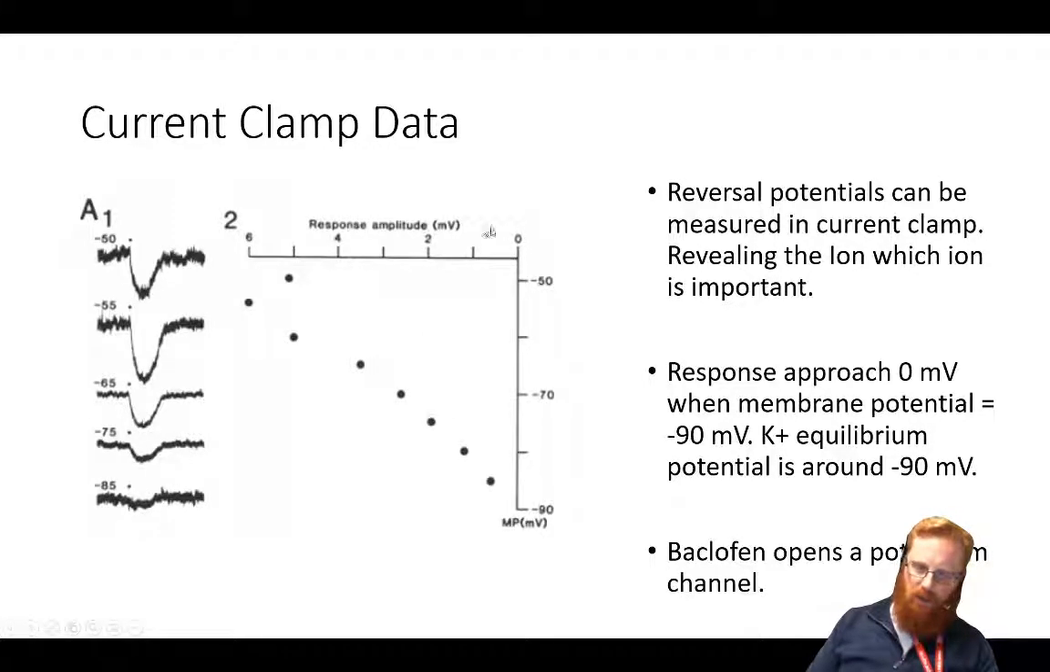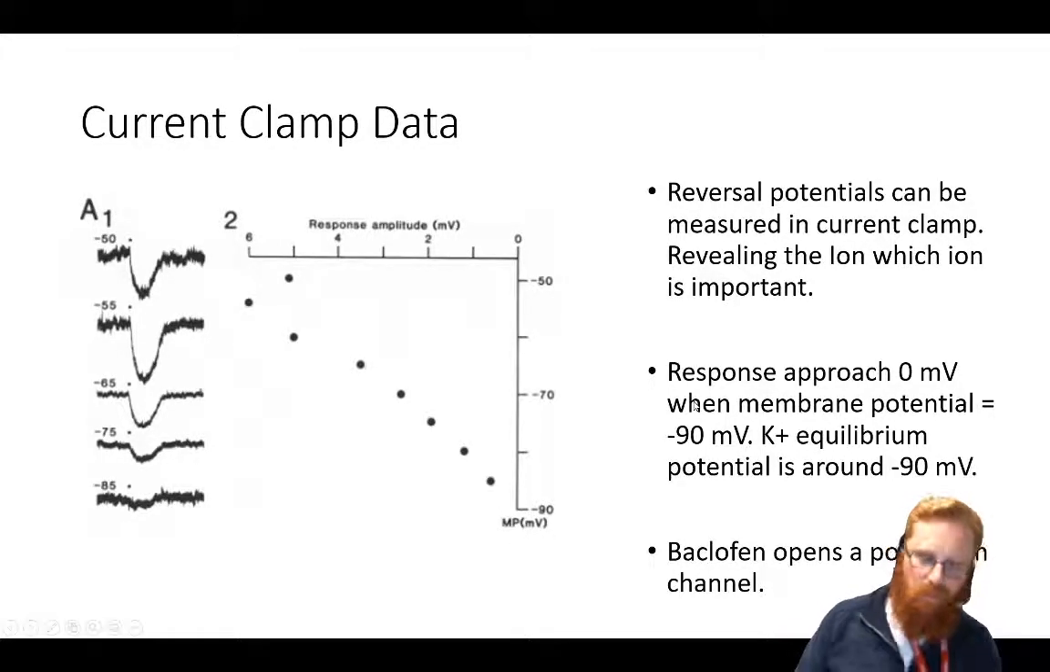But the point is that the amplitude of the response is dropping to zero when they're at about minus 90, i.e. there's no current flowing when the cell is at minus 90. And what is the definition of the equilibrium potential? Where no current flows. So the ion channel that's mediating this has an equilibrium potential of minus 90. What ion does? It's potassium.